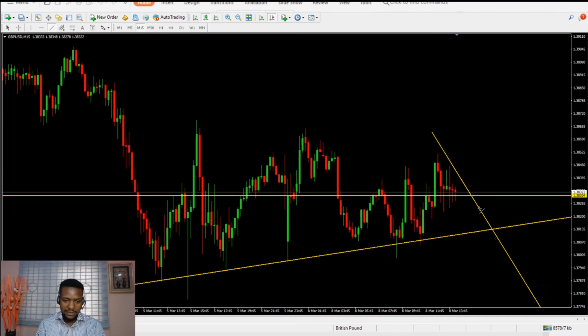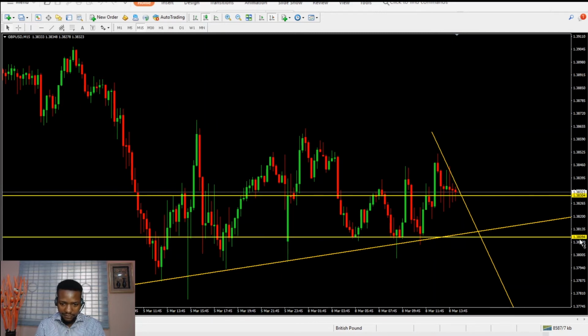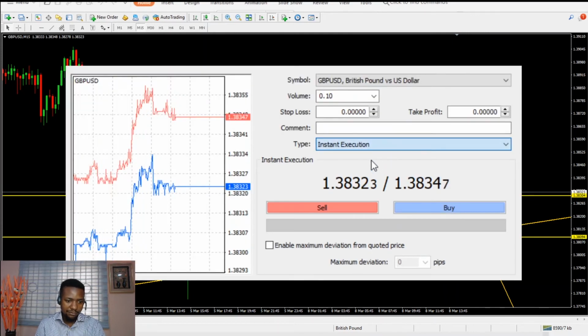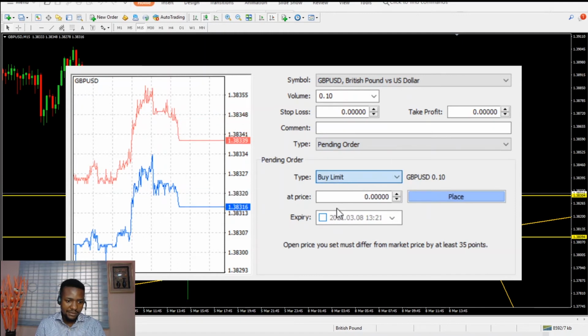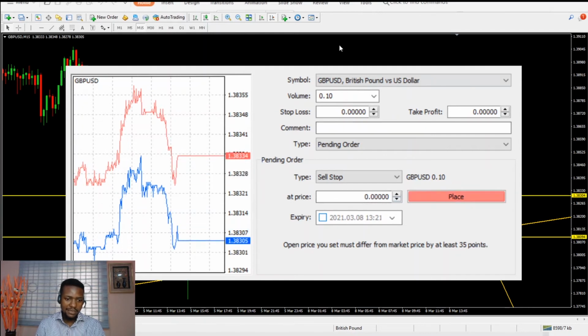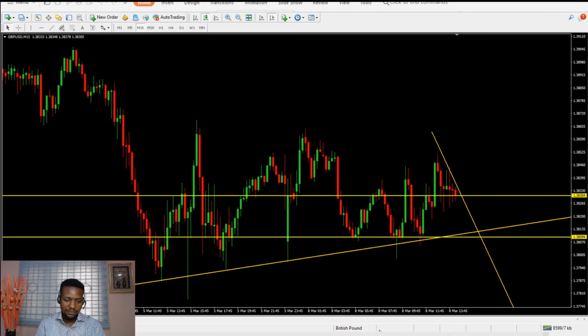We expect the market to come down here, and we feel okay, once it breaks through this area, then a trade should be placed. So we set up a trade around this area and you go to new order, you select pending order, you select sell stop, and you type your price. So when the market gets to that price, automatically a trade will kick off.